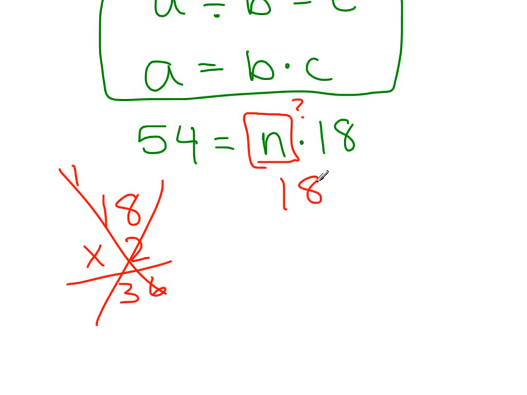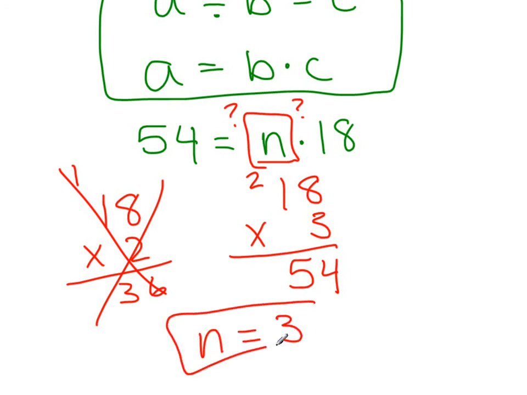How about 3? And since I've already done this, I bet it's going to work. 3 times 8, 24. Place the 4, carry the 2. 3 times 1, 3, plus the carry is 5. And hey, look at that. That's 54. So the something, the unknown, that n, must equal 3 in order to get us 54.